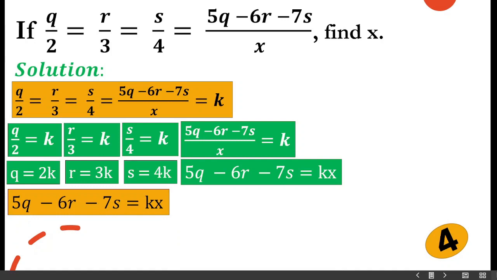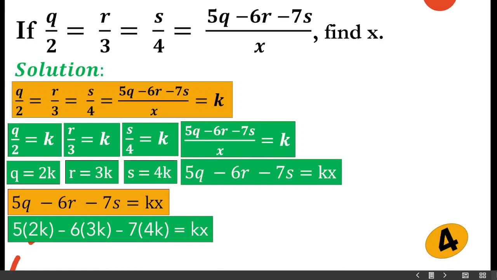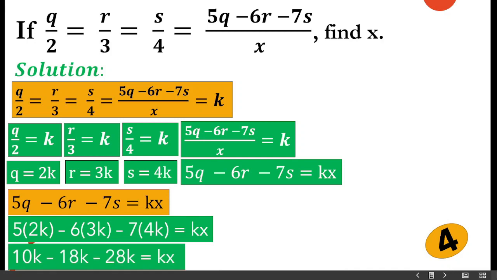Applying the value of q, r, and s to our given equation, 5q minus 6r minus 7s is equal to kx. It becomes 5, the value of q, 2k minus 6, the value of r, 3k minus 7, the value of s, 4k is equal to kx. Then we have 5 times 2k is 10k minus 6 times 3k is 18k minus 7 times 4k is 28k is equal to kx. Now, let us simplify.